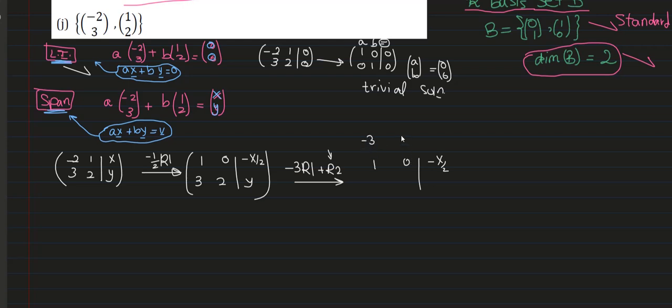And negative 3 times 0 is 0. And negative 3 times this will give us 3x over 2. Now I will directly add these values that we have computed, which is negative 3 times row 1, to row 2. 3 plus negative 3, that is 0. 0 plus 2, this is 2. And 3x over 2 plus y, it will be 3 over 2 x plus y. So this is what's left.